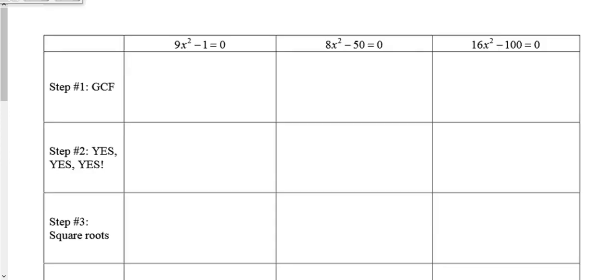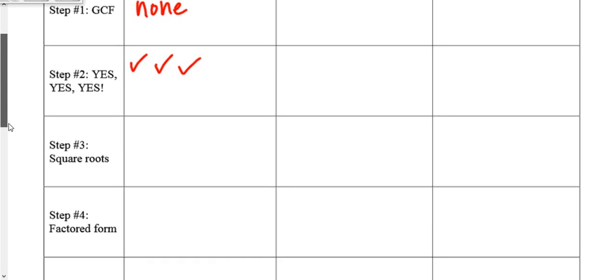Okay, so we're going to look at 3 different situations. So we're going to go vertical on this one. First step, so I'm looking at this first column, 9x squared minus 1. GCF, there is none. I can't divide 9 and 1 by the same number other than 1. Yes, yes, yes. So is the b value 0? Yes, there is no b value. 1 check. Are the 2 remaining terms both perfect squares? 9x squared is a perfect square, 1 is a perfect square. And then are they being subtracted? Yes. So all 3 yeses, so we can continue on to the next step.